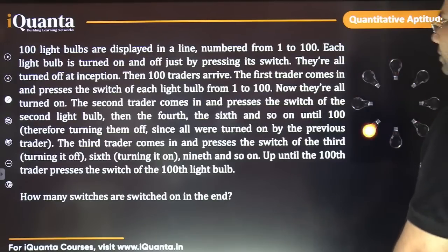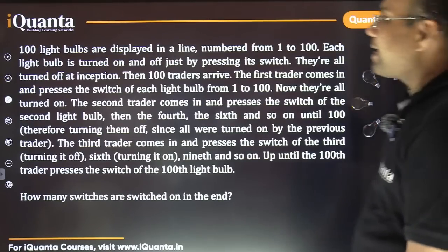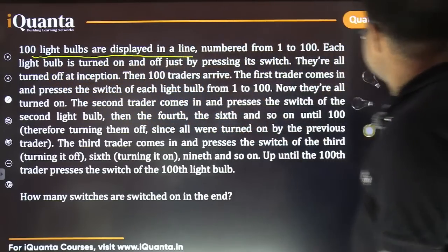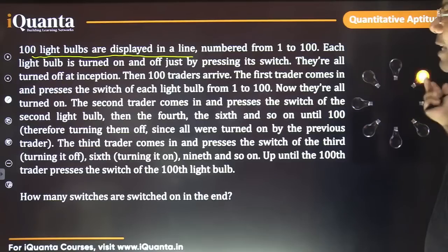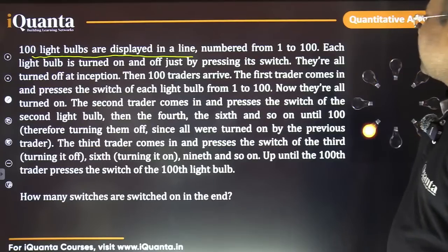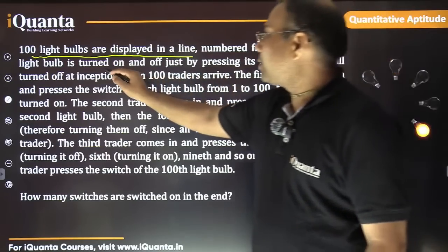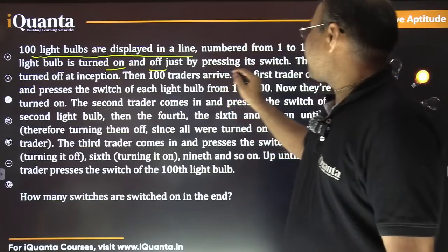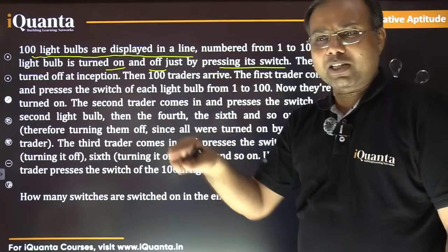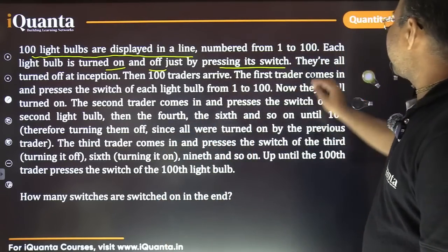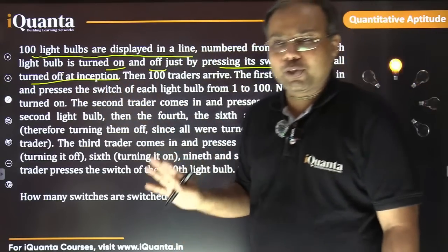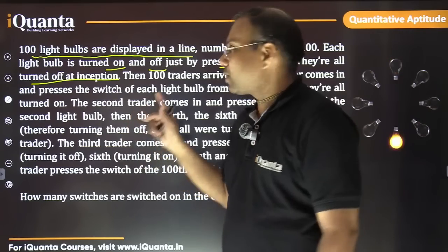Okay, let me read it. It says 100 light bulbs are displayed in a line. By the way, here they are portrayed in a circle. Anyhow, whatever it be, they are numbered from 1 to 100. Now each light bulb is turned on and off just by pressing its switch. Pressing the switch turns it on, and pressing it again turns it off. That's a normal practice. They are all turned off at inception. In the beginning, every switch is in the off position.